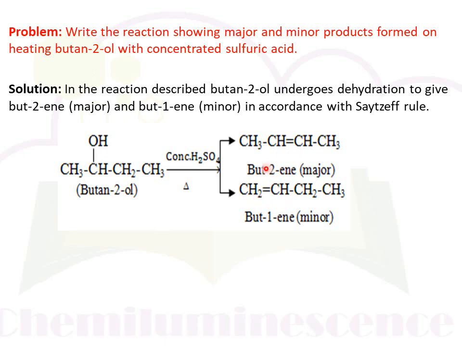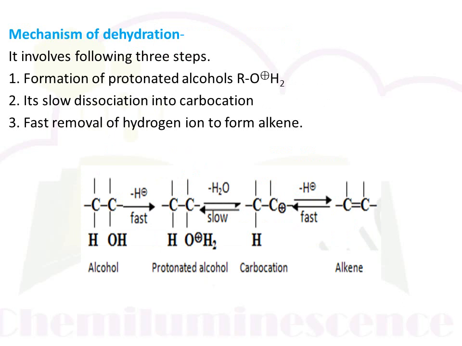In accordance with Saytzeff rule, but-2-ene is formed as a major product and but-1-ene is formed as a minor product on dehydration of butan-2-ol. Let's see the mechanism of dehydration of alcohol. Dehydration of alcohol involves three steps. We know that dehydration of alcohol requires acidic condition.